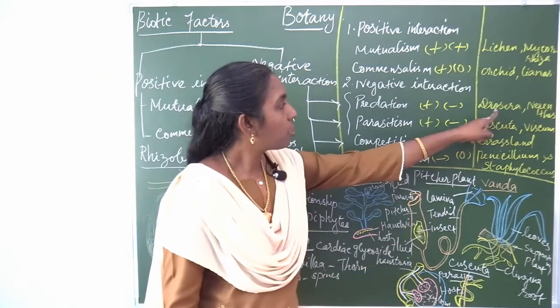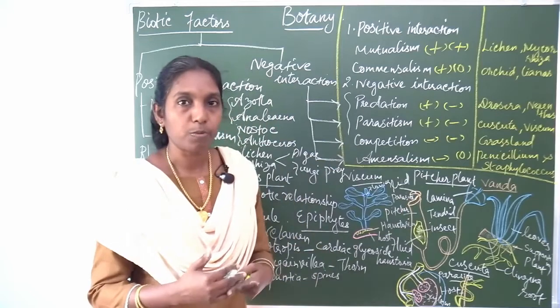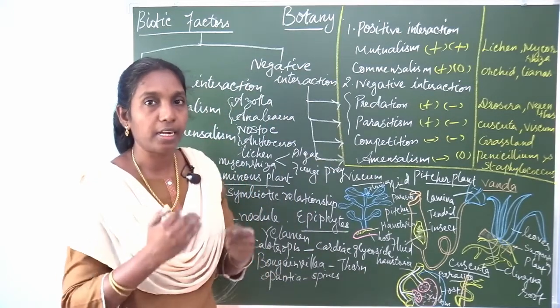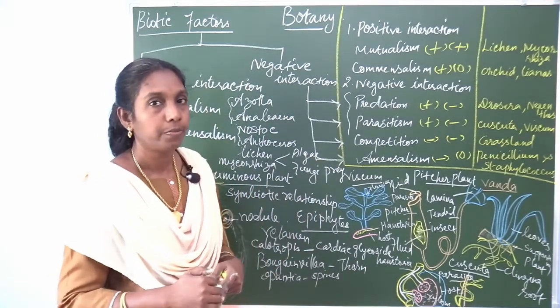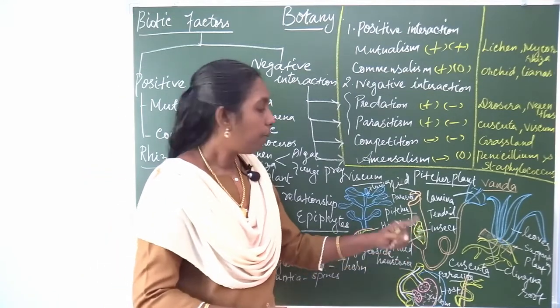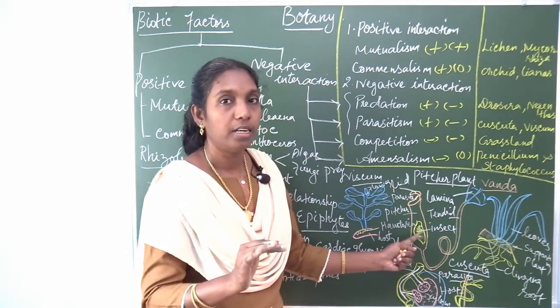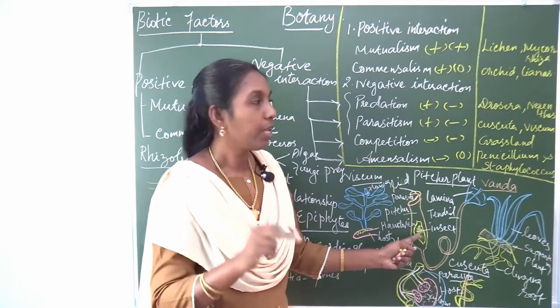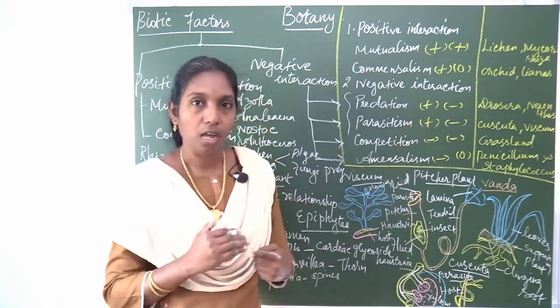These plants, Drosera and Nepenthes, are insectivorous plants which capture insects, digest them and consume them. So this plant is benefited because it gets food, but the insect is killed. So that is harm. One is benefited, another one is harmed.